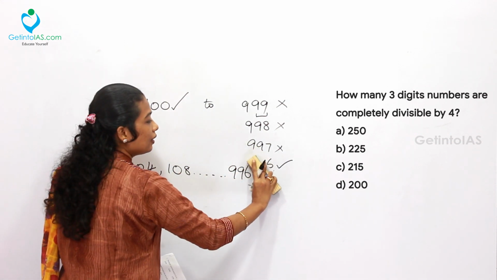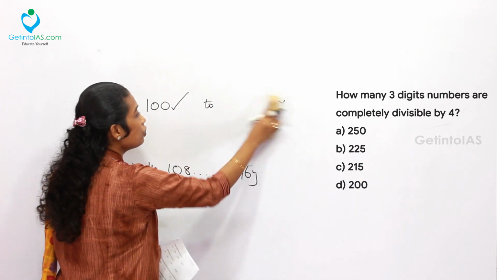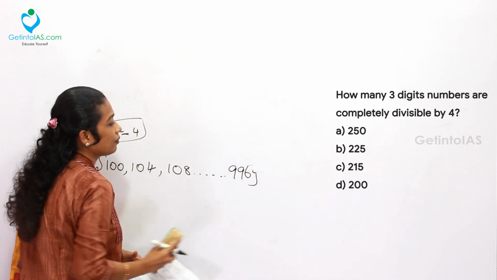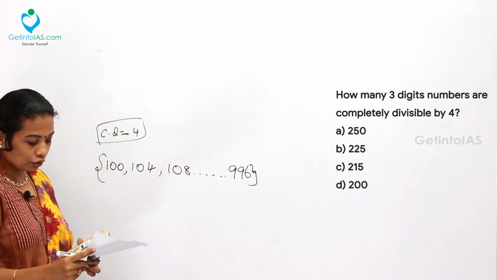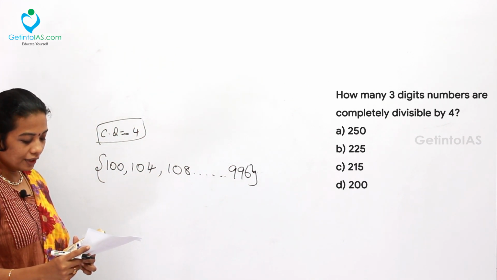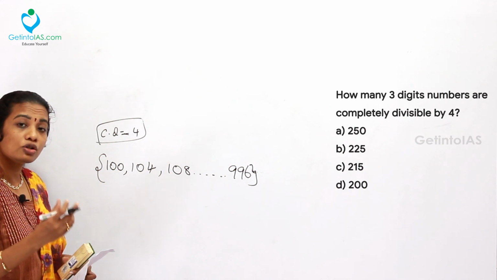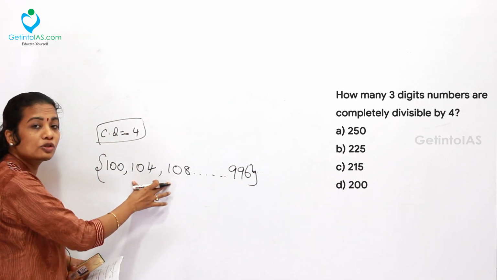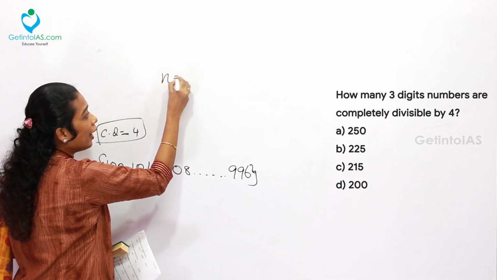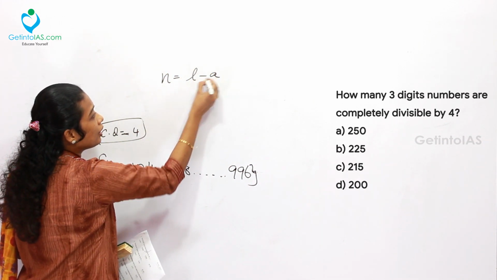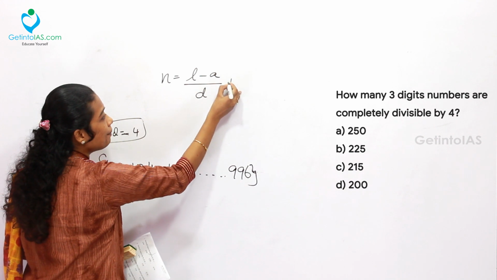Now, you can eliminate the other values. Now, we got the point. What is required here? You have to find how many 3-digit numbers. So, here also they are asking how many numbers, which is equal to the number of terms. What is the number of terms formula? N is equal to (L minus A) by D plus 1.